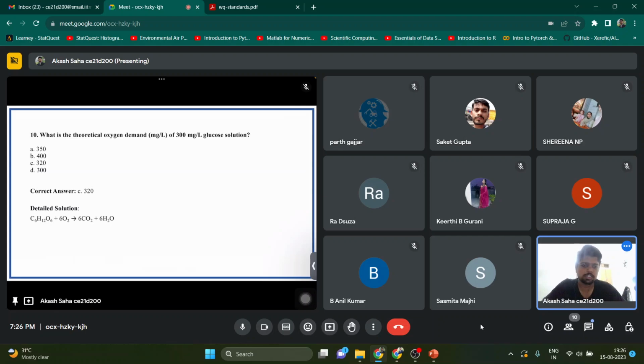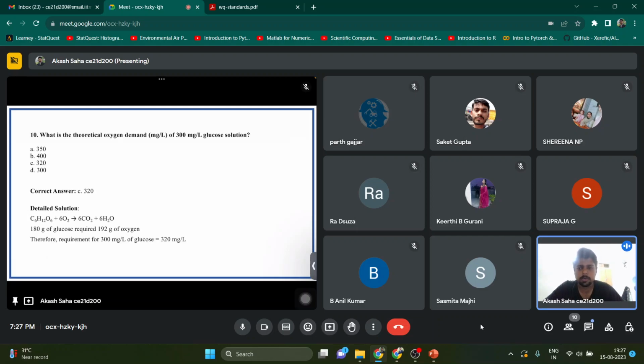So we have C6H12O6, which is glucose. As per the balanced chemical equation, it will require 6 moles of oxygen. So if we go by the molecular weight of glucose and the total oxygen that is required: the molecular weight of glucose is 180 grams, that is 6 into 12 plus 12 into 1 plus 6 into 16. And 6 into 32 will give you 192 grams of oxygen. So for 180 grams of glucose, we will require 192 grams of oxygen.